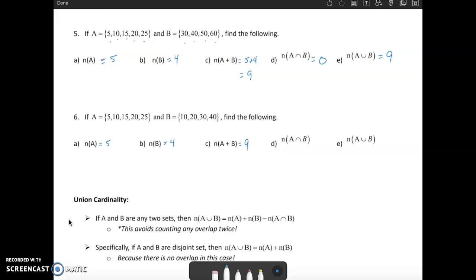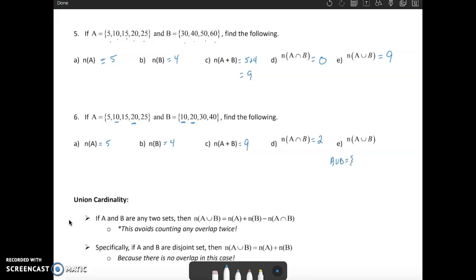However, the number of elements in A intersect B has changed because now we have overlapping sets. The elements 10 and 20 are in common to both sets, so there is overlap. 2 elements overlap. So the number of elements in A intersect B is 2. What's the number of elements in A union B? So in this case, it becomes a little bit trickier because we have this overlap scenario. So let's remind ourselves in this one, what is the set A union B? Let's write them all out.